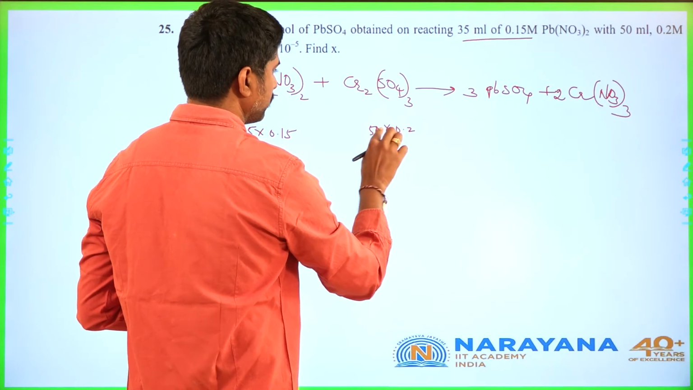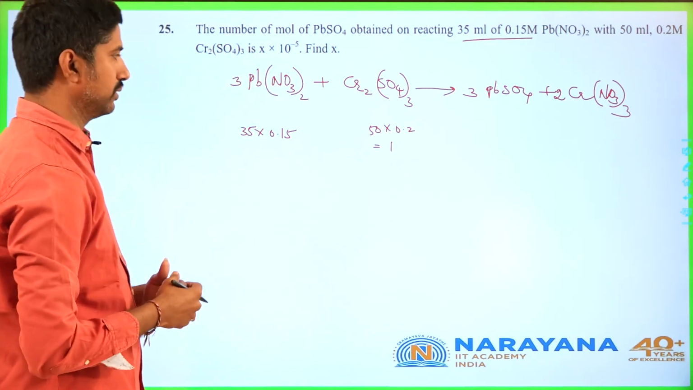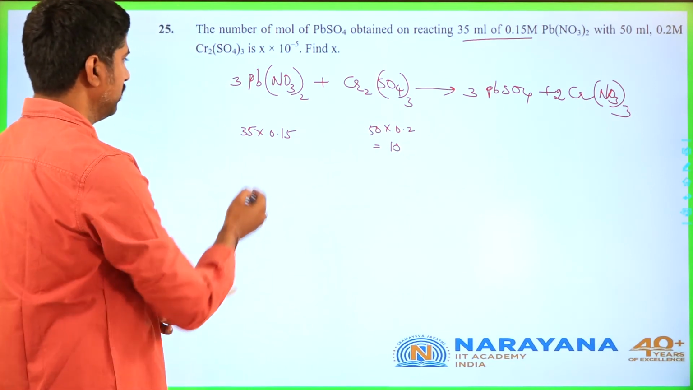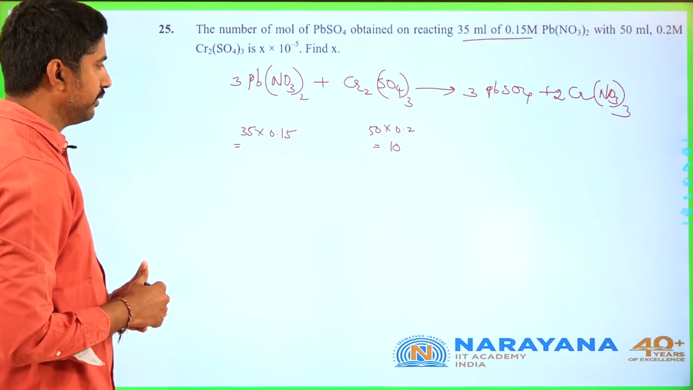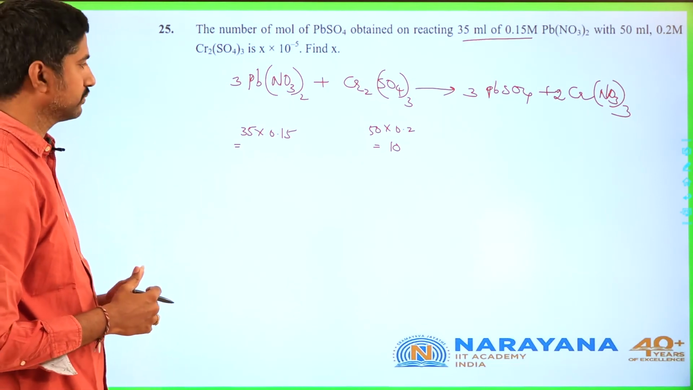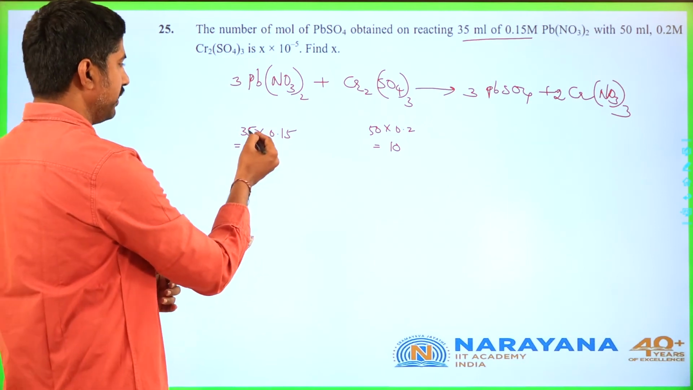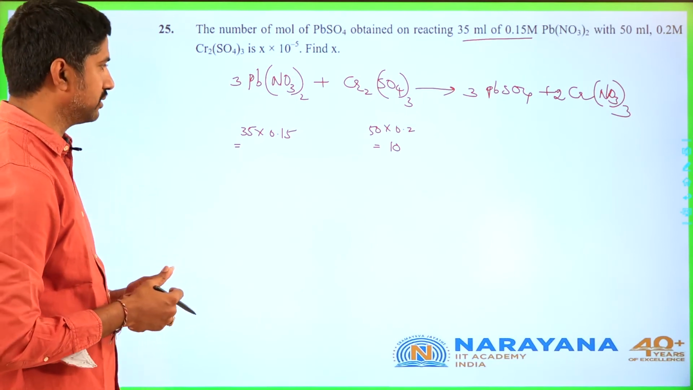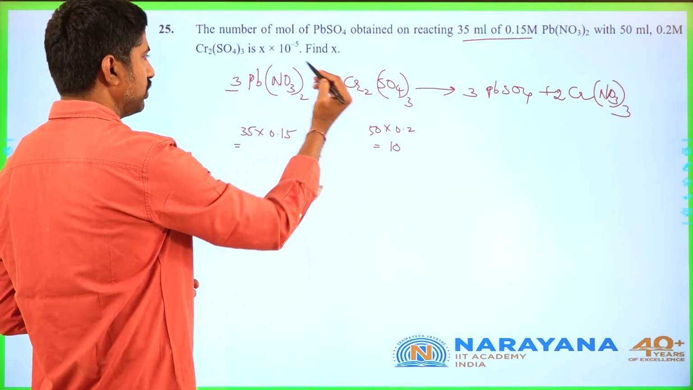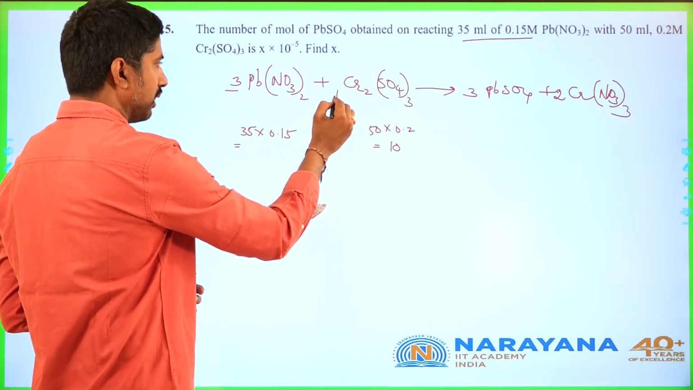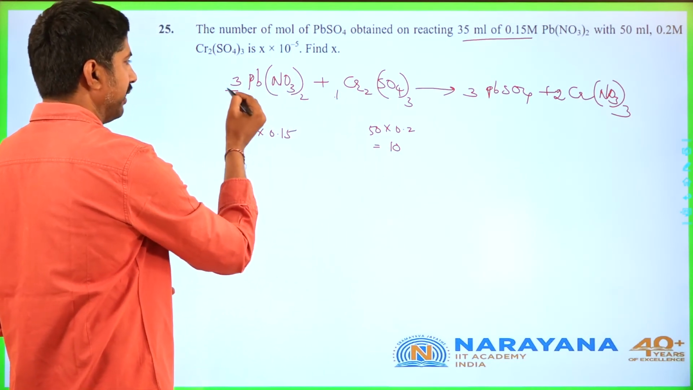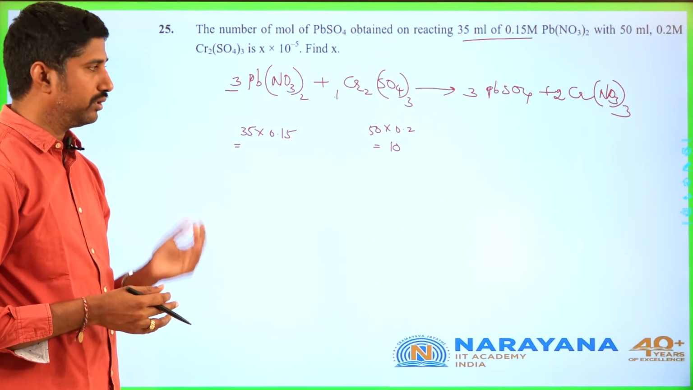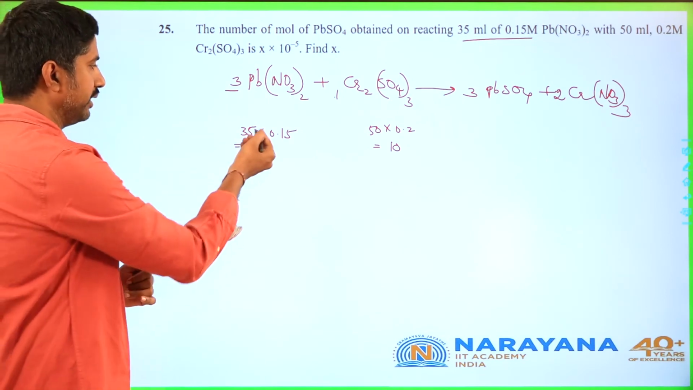So 50 into 0.2, we can mention directly in terms of millimoles. So this is 10 we can write, and this value 35 into 0.15. If you simplify that, identify which is the limiting reagent and which is the excess reagent. So we can say that 3 moles can combine with 1. So 1 mole can combine with 3, and here 10 moles can combine with 30. So the number of millimoles for lead nitrate should be minimum 30 to make a complete reaction. So whether it is 30 or not, identify.